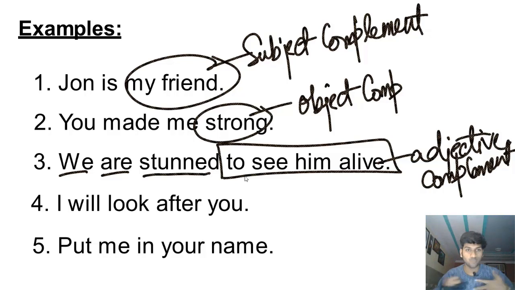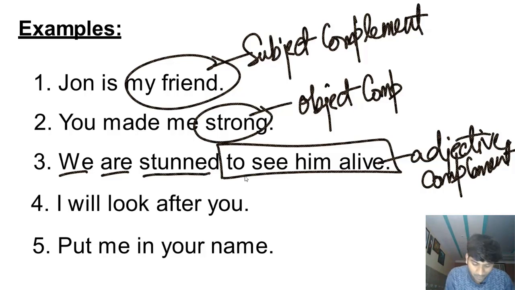If I just say we are stunned, you have no idea why we are stunned. You do not know anything about our state. Now, if I say we are stunned because of something, which is to see him alive, now you know the reason of us being in this particular state, right? So to see him alive is an infinitive phrase that is completing the meaning of the adjective, working as a complement. Taking it out of the sentence doesn't make the sentence ungrammatical, but it does change the core meaning of the sentence, right?